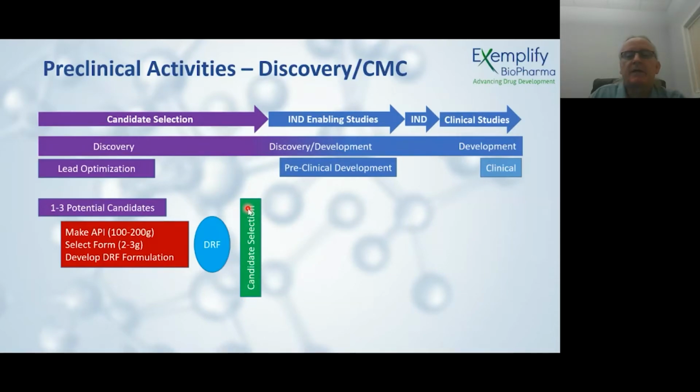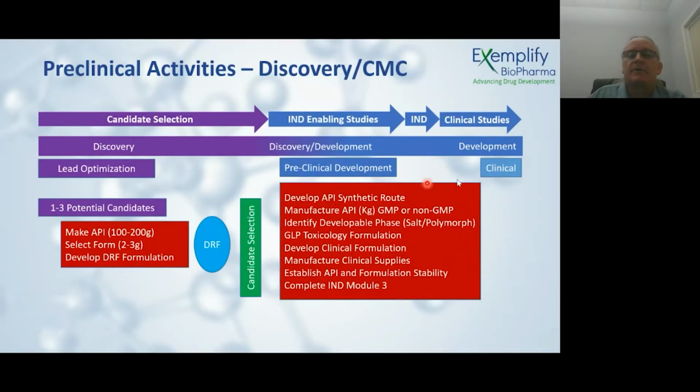After you've nominated the candidate, different sets of activities need to take place. So you obviously need to develop a route to make the material. You have to manufacture the material, identify your phase. You're going to run your toxicology studies, make your clinical formulation, manufacture your clinical formulation, and then do all your stability work, and eventually put all of those data into your IND filing.